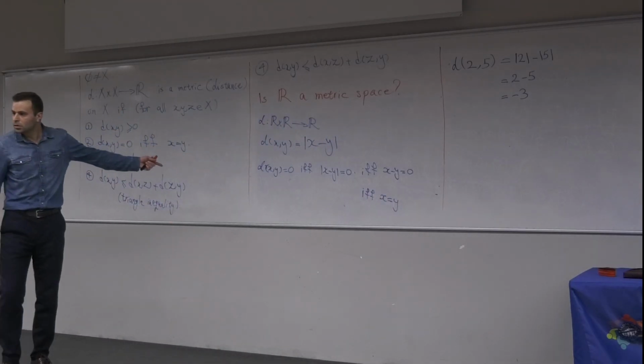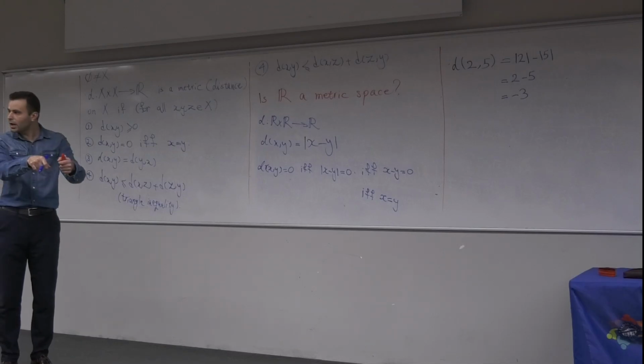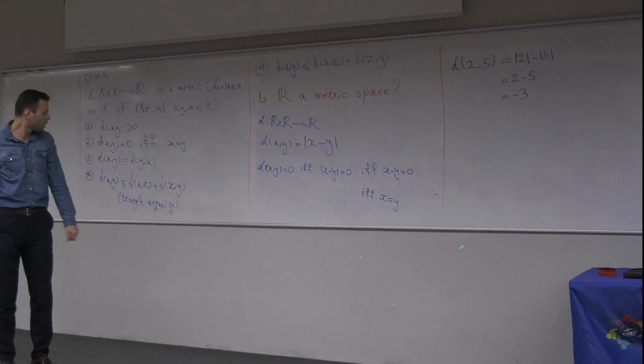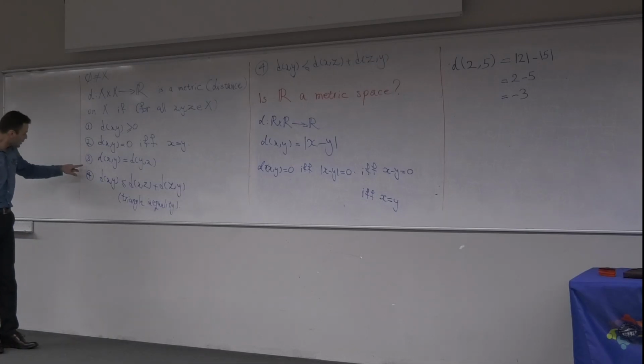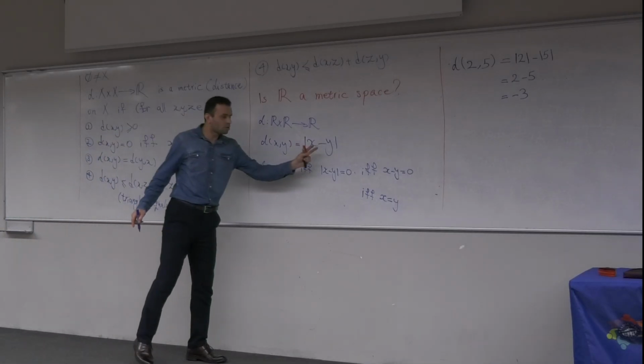So, am I true? This means that the distance of any point with itself is equal to 0, and any two points that have distance equal to 0 are the same points. Good. 2 is also checked. What about 3? Is this symmetric or not?